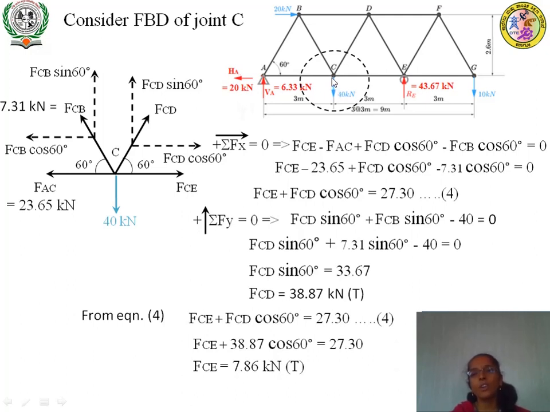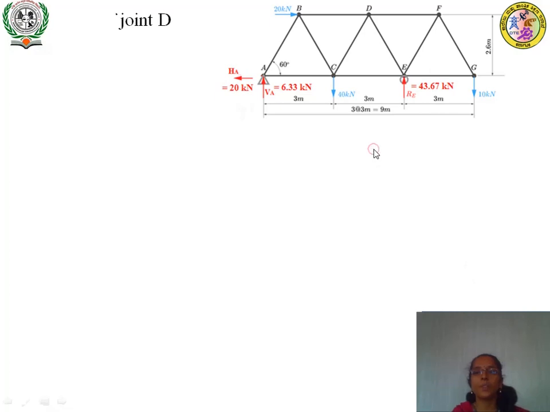After joint C we have found forces in members CE and CD. Next, which joint do you have to consider, E or D? If you select joint D, BD is known, CD is known, the remaining unknowns are DE and DF. So there are two unknowns. If you select joint E, only one force is known, all the remaining three are unknown. Therefore you cannot select joint E, you have to select joint D. In the next slide we will take up joint D.